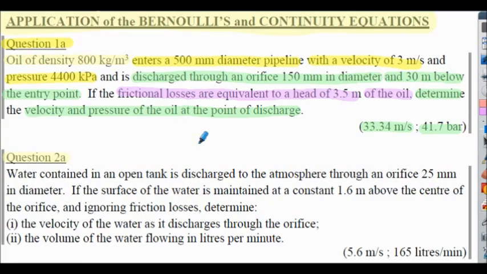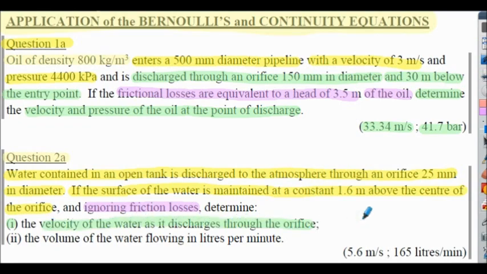In question 2A, water contained in an open tank is discharged to the atmosphere through an orifice 25 millimeters in diameter. If the surface of the water is maintained at a constant 1.6 meters above the center of the orifice and ignoring friction losses, we've got to determine 1. The velocity of the water as it discharged through the orifice, that's at position 2, and 2. The volume of the water flowing in litres per minute. Again, answers shown in the bracket here.